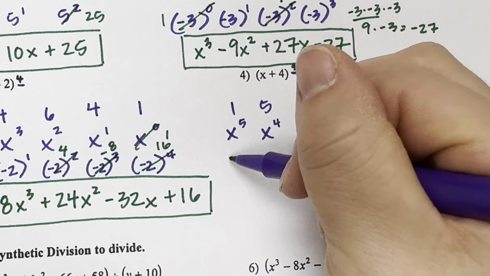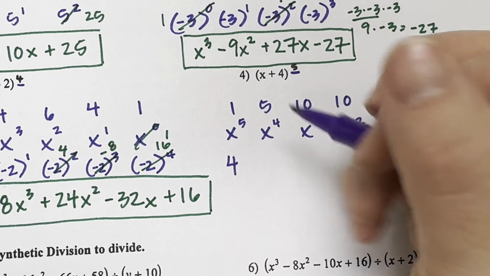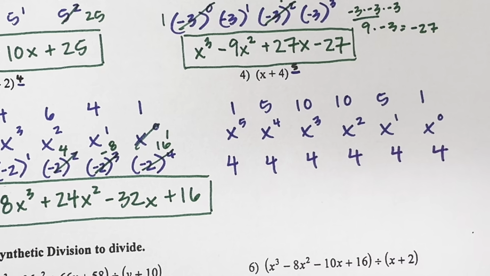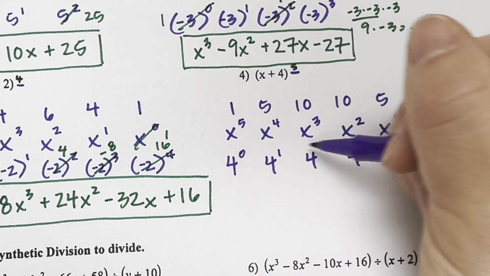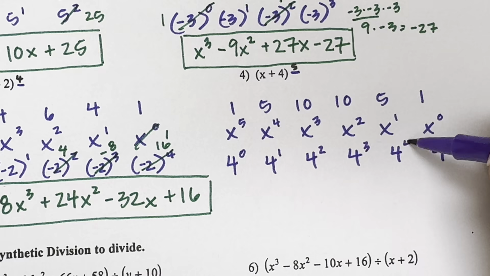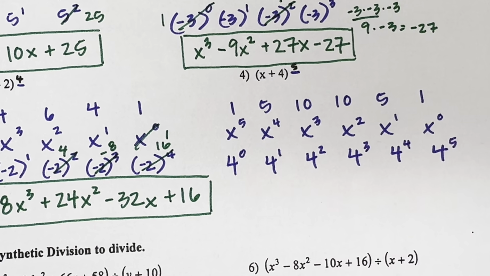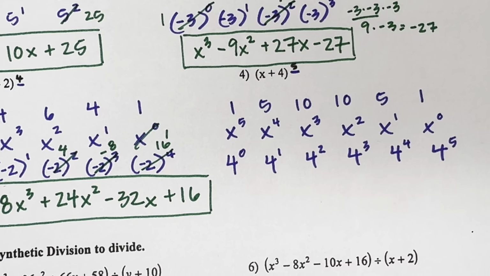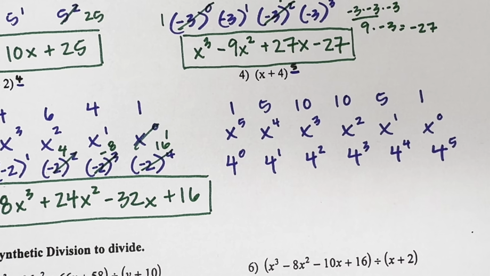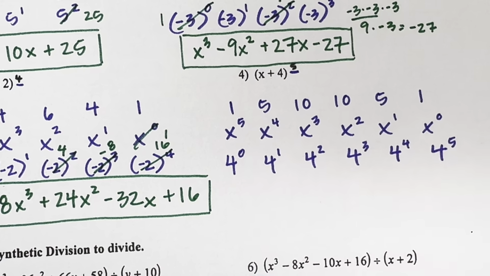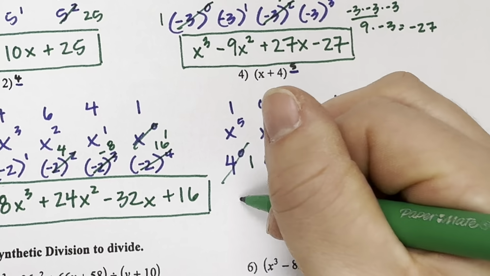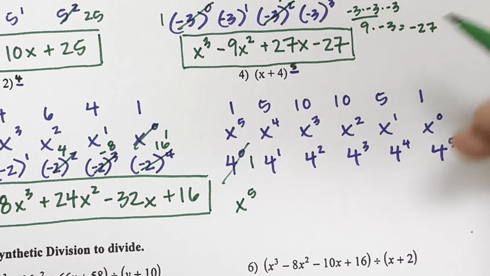Second term is 4, it's positive, so you don't need the parentheses this time. 4, 4, 4, 4, 4, and 4. Starts low and goes up: 0, 1, 2, 3, 4, and 5. All right, these are going to be some big numbers that I'm going to have to multiply in my head. That's okay. Anything to the 0 power is 1. So 1 times x to the 5th is just x to the 5th.